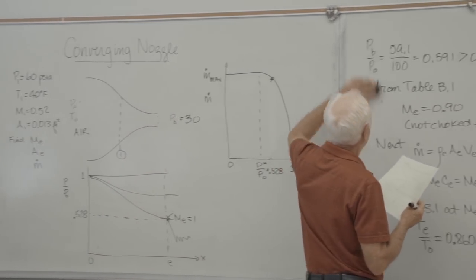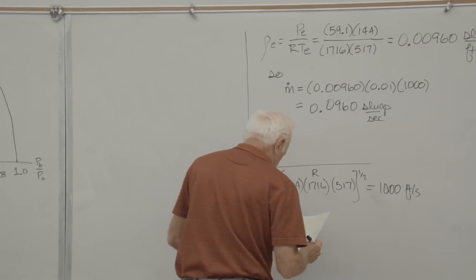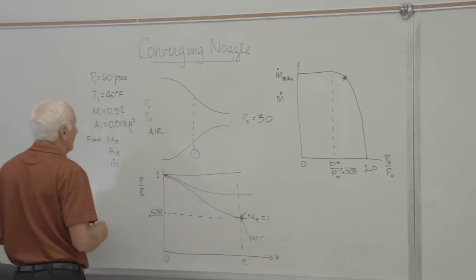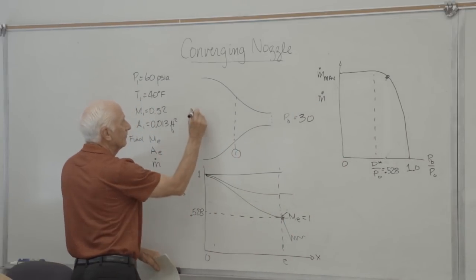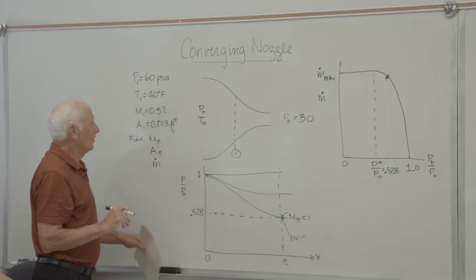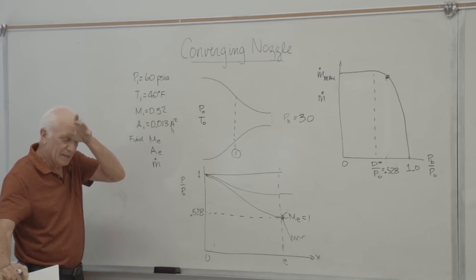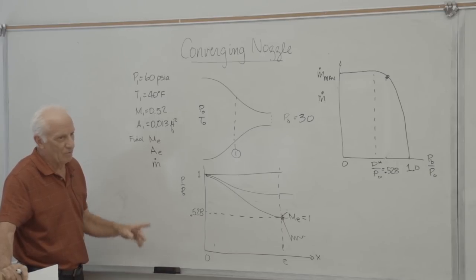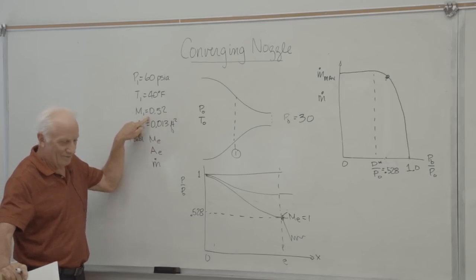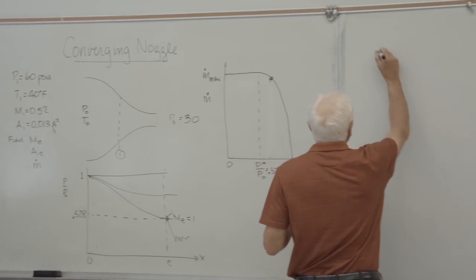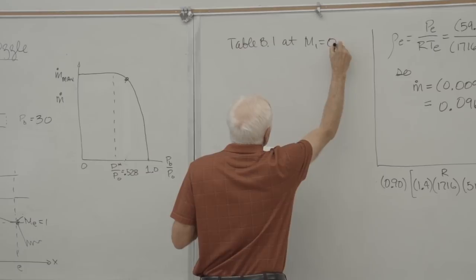Okay, let's put that over here. All right, so it's air. I don't know P naught, I don't know T naught. Okay, right away with trouble. In the last one you worked, you were given P naught and T naught. This problem, you're not given P naught and T naught, but you're given one important thing: you're given that Mach number somewhere. 0.52 there, I know that. So table B1, at a Mach number of 0.52, got it.